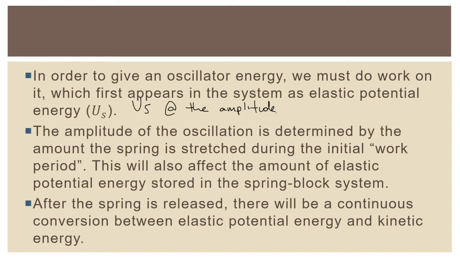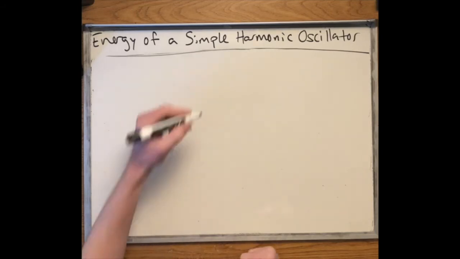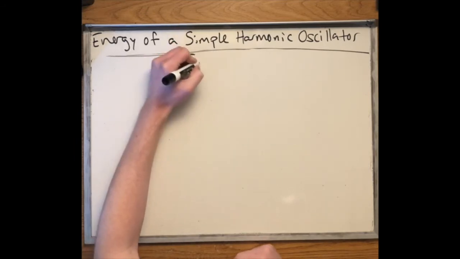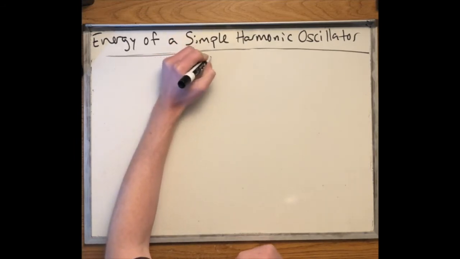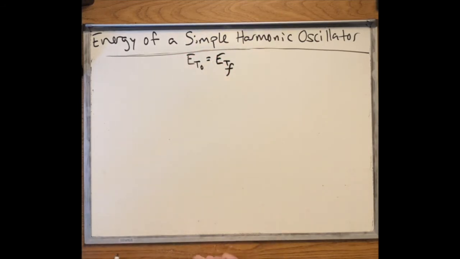Let's take a look at how we can derive some equations using conservation of energy for a spring block oscillator. It should be obvious to everybody that because we're applying conservation of energy to the simple harmonic oscillator, the spring block oscillator, the premise from which we're going to operate is this one: the initial total energy is equal to the final total energy.